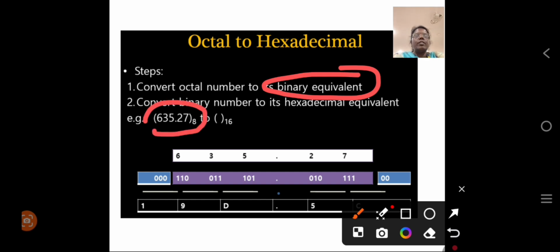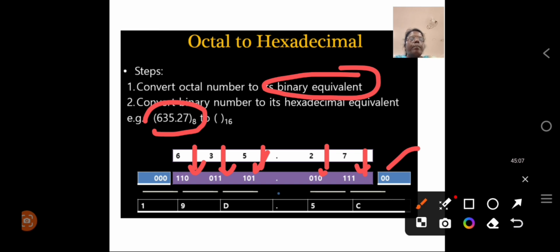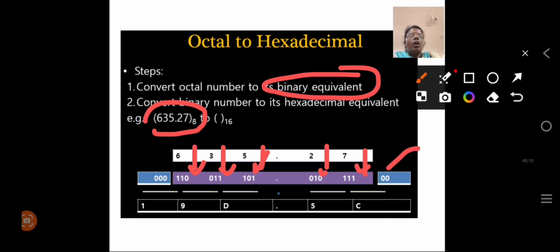For the corresponding hexadecimal number, in the octal number each and every digit should be replaced with the corresponding 3-bit binary code. So 7 is replaced with 111, in the fractional part 2 is replaced with 010, and 5 is replaced with 101, 3 is replaced with 011, 6 is replaced with 110. So this is the intermediate binary number I have derived. Now how can it be converted to hexadecimal? Now group it.